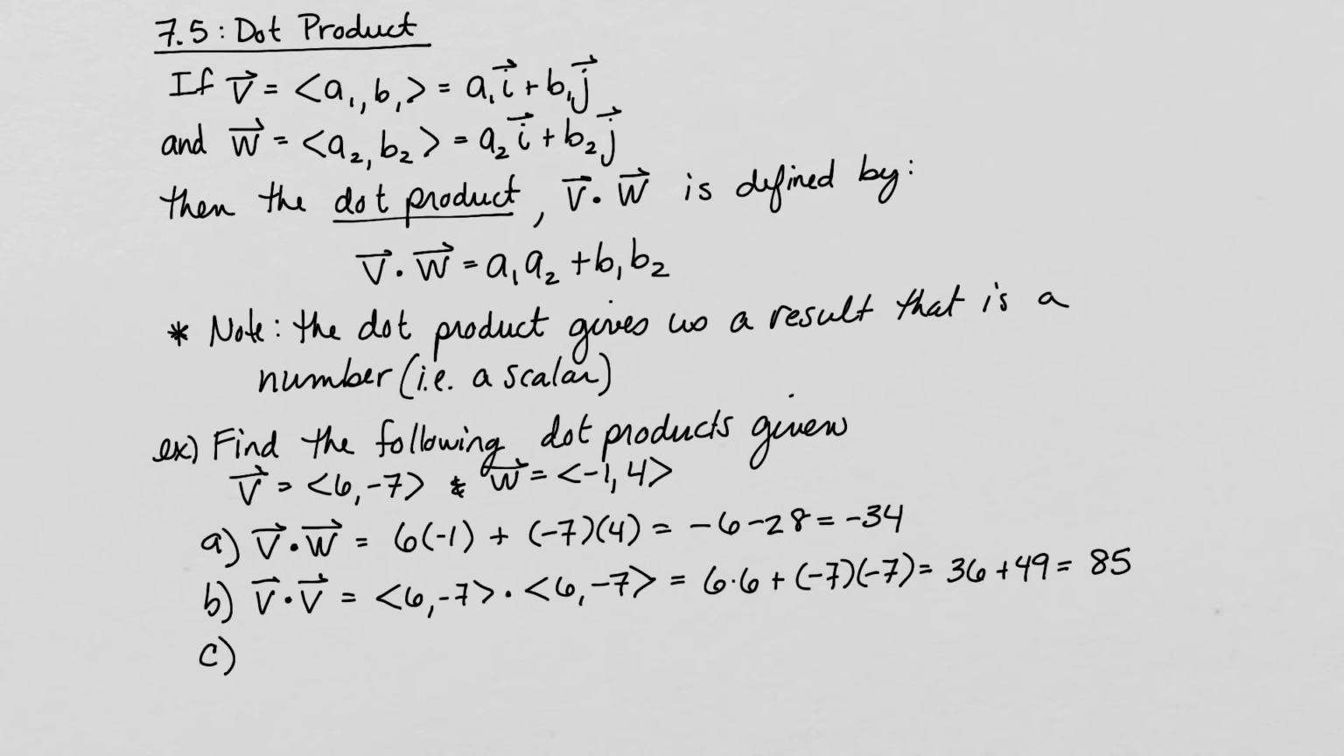And we could do the same thing with w dot w, right? So again, we multiply the x component times itself. So negative 1 from the first w, negative 1 from the second w, plus 4 from the first w, 4 from the second w. So 1 plus 16, which is 17.